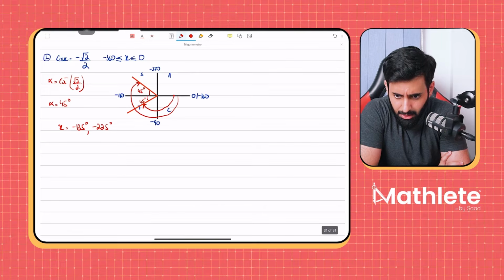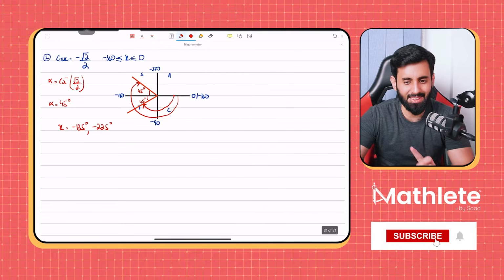I vaguely remember, but to confirm, it will always be the inverse of the positive value. Yes. So when you're calculating alpha, you always take the inverse of the positive value. Here, if we take cos inverse of root 2 over 2, the answer is positive. So why do we exclude the minus sign?